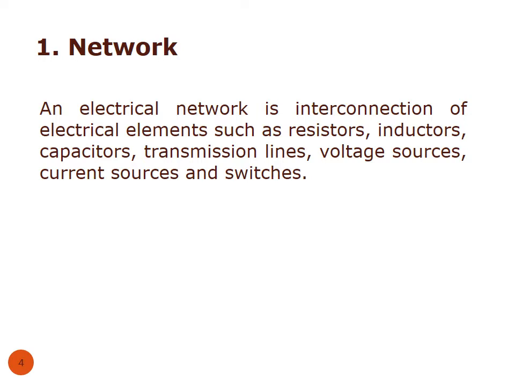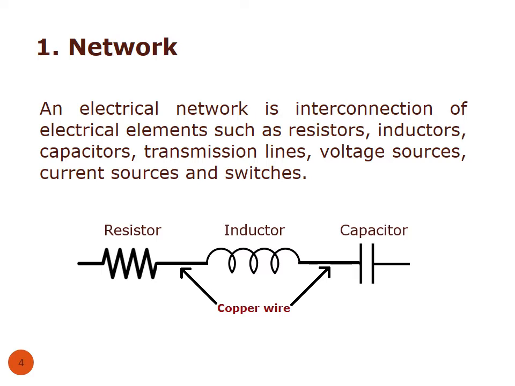So, first of all, we need to understand the two important words, which is network and circuit. What do you mean by network and what do you mean by circuit? An electrical network is the interconnection of electrical elements such as resistors, inductors, capacitors, transmission lines, voltage sources, current sources, and switches. So, network is just the interconnection of electrical components. Say this figure. Here I have taken three components: resistor, inductor, and capacitor, and I have connected three components through a copper wire. So it's called a network.